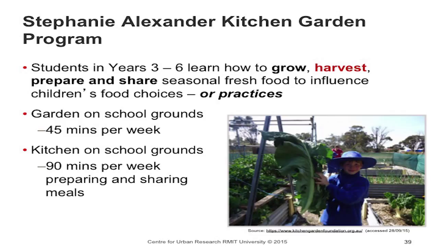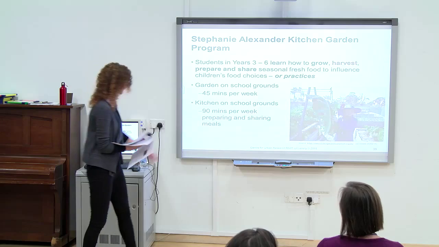The children then also spend 90 minutes each week in a kitchen classroom preparing and sharing meals that are produced from the foods that they've grown in the garden. And the school employs, with the funding, 2 part-time specialist staff, a gardener and a cook to run these sessions. So the program is actually implemented with a whole school approach and engages the local community, and it's integrated with the school curriculum as well.